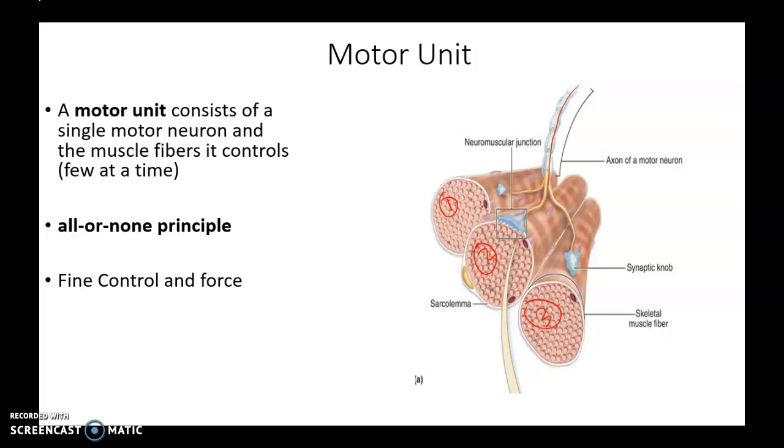Know that a motor unit works by all or none principle, meaning once a motor unit is activated, it will lead to contraction of the muscle fibers.